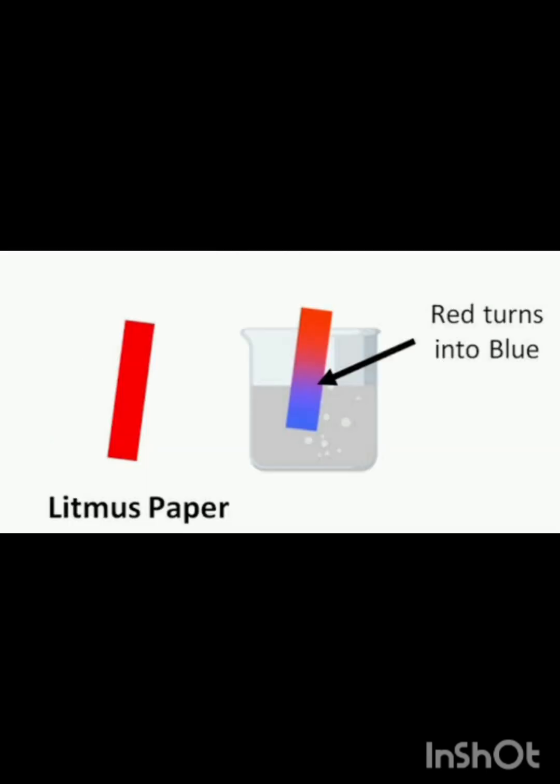Now we will take soap solution. When we dip a red litmus paper in the soap solution, it will change its color from red to blue. It shows that the solution is alkaline. Alkaline means basic in nature. Okay? And when we dip a blue litmus paper in the solution of soap, then it remains blue in color. Means the color will not change.